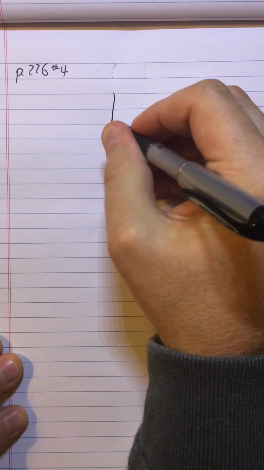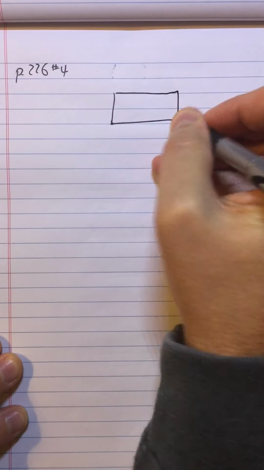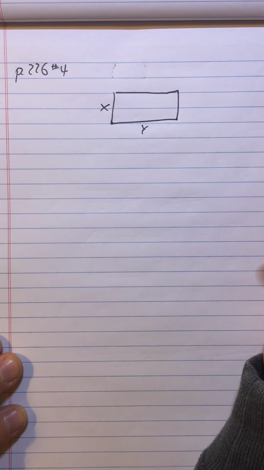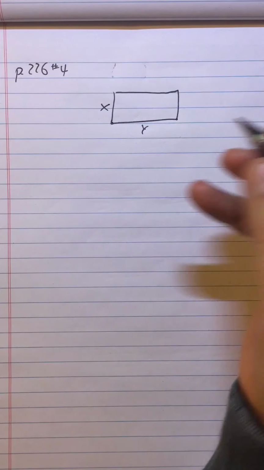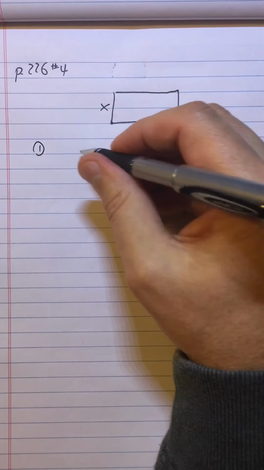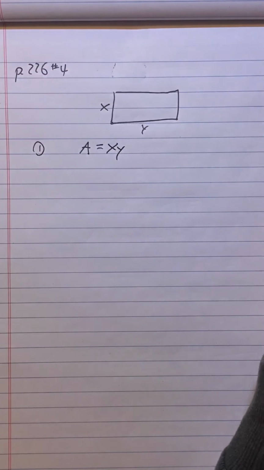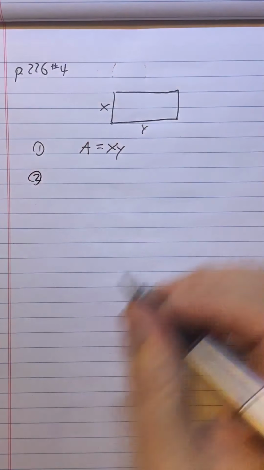So I have a rectangle. Draw a picture. It's a good idea to draw a picture for every problem. A rectangle has 2 dimensions, an x and a y. I want the largest area, so my equation for what I'm trying to maximize, my step 1, is area equals x times y.